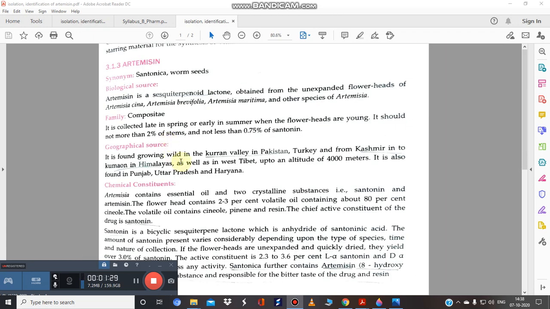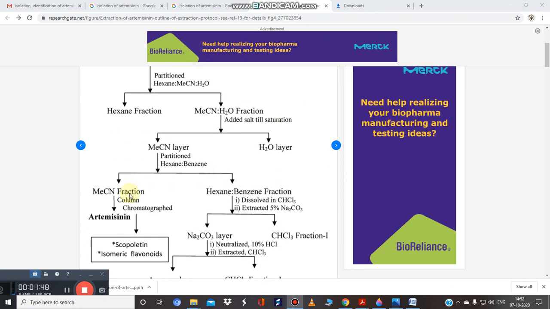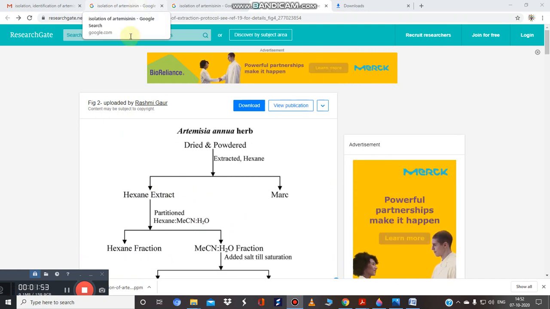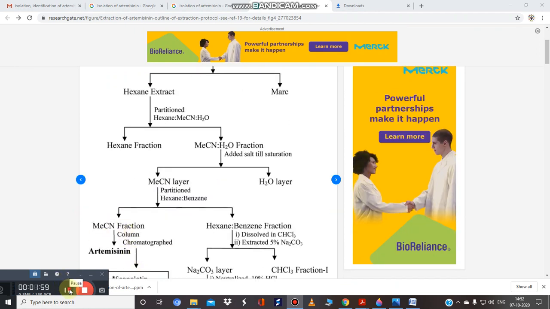If we talk about its chemical constituents, it contains santonin and artemisinin, and artemisinin is a bicyclic sesquiterpene lactone. I request you to watch the previous video on Artemisia because I have cleared this point there. So let's talk about the isolation of artemisinin. I found a recently published paper on the internet, and it shows an isolation of artemisinin in a very simple way.